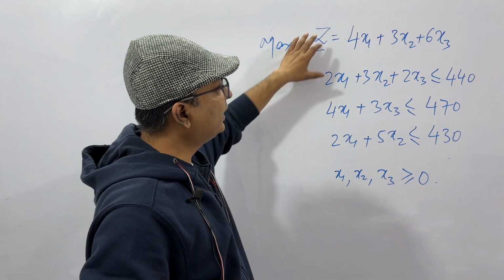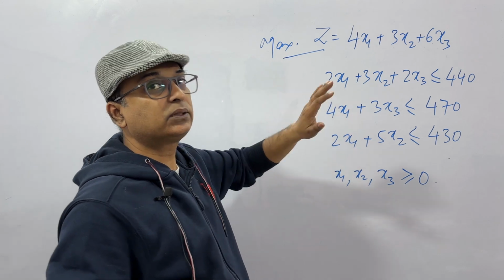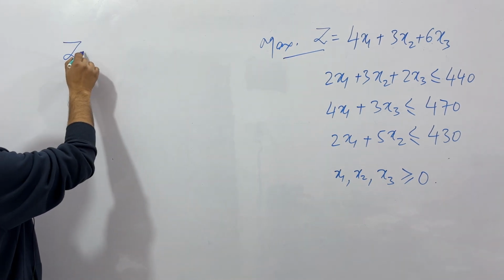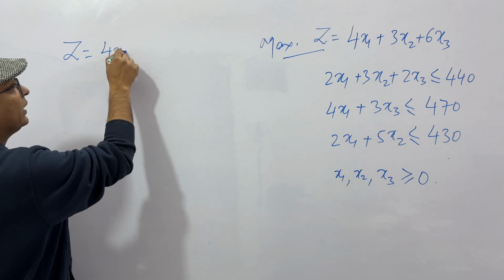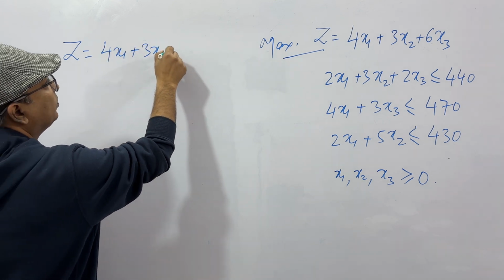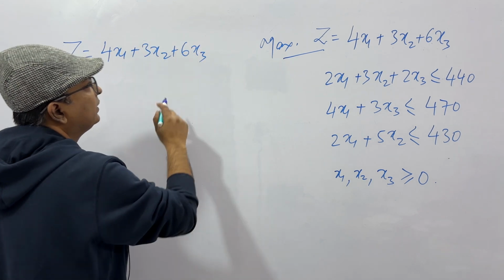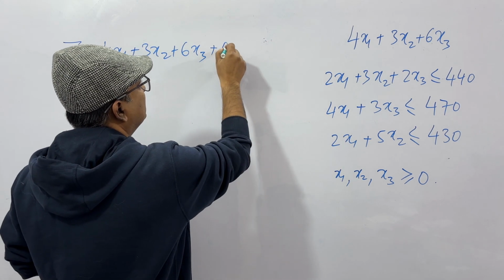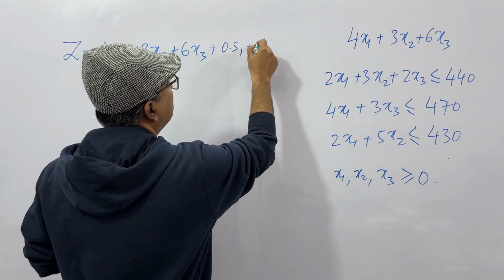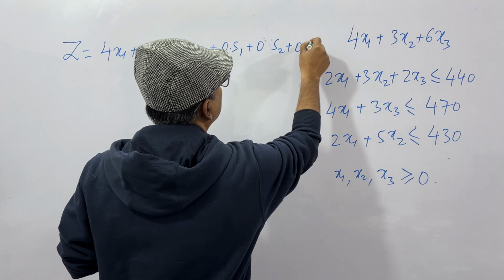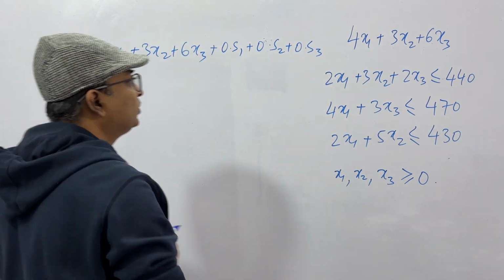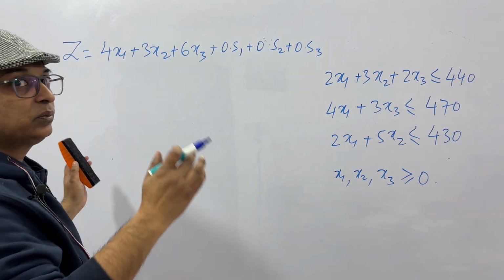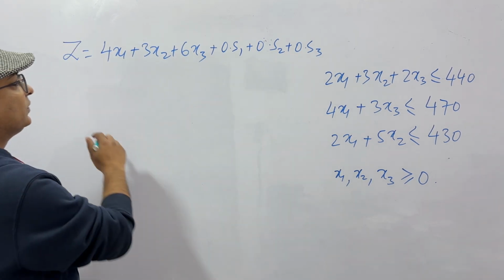What we'll do, we'll write all the expressions and use s1, s2, s3, those slack variables. How? First of all, we'll convert this objective function. This will now be 4x1 plus 3x2 plus 6x3, and we'll put the slack variables here. 0 into s1 plus 0 into s2 plus 0 into s3. 0 means it has no effect here, but this is the way to write so that we are able to create the simplex table.